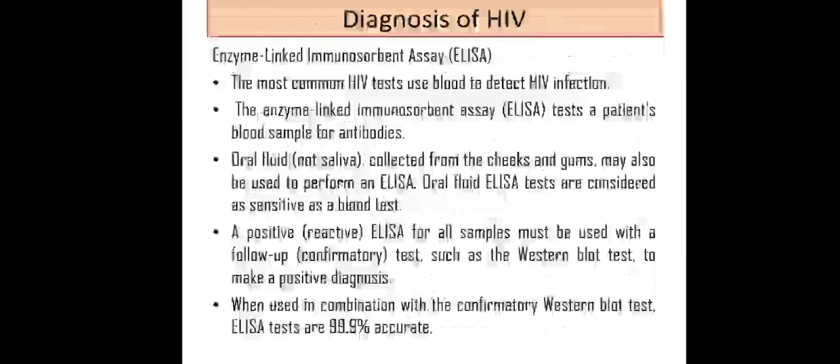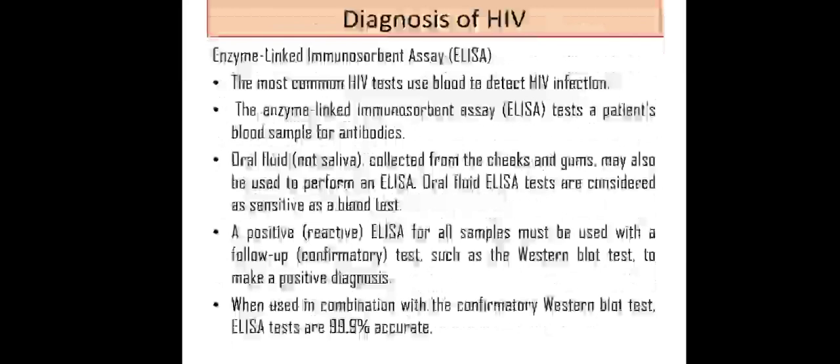Now we will switch over to the diagnosis of HIV, that is the laboratory diagnosis of HIV. Majorly, HIV diagnosis is done by using the ELISA test. The ELISA test is a common antibody test to detect HIV infection. ELISA is the enzyme linked immunosorbent assay, a common technique utilized for the detection of HIV infection. The enzyme linked immunosorbent assay tests a patient's blood sample for the presence of antibody against HIV.